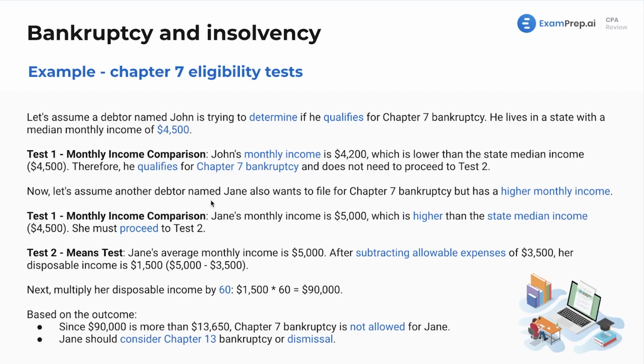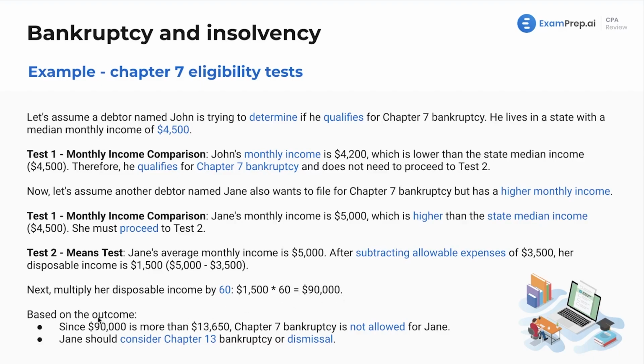But let's assume another debtor named Jane also wants to file for Chapter 7, but has a higher monthly income. Now we're going to do test one, and it looks like Jane's monthly income is $5,000. That's going to be higher than the state's monthly median income, which is $4,500. As such, she has to proceed to test two, the means test. Jane's average monthly income is $5,000. After subtracting allowable expenses of $3,500, her disposable income is $1,500. Next, we multiply her disposable income by 60, so 1,500 times 60 gives us $90,000.